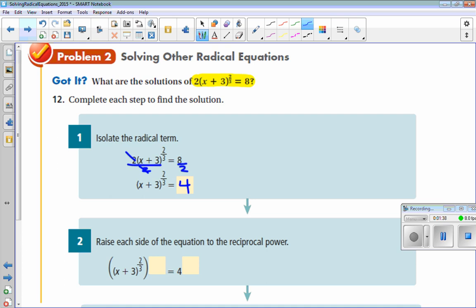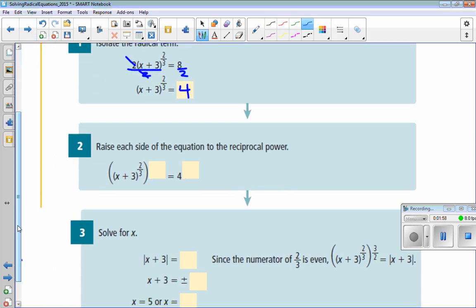At this point, is the radical, or what's in parentheses, by itself? Sure it is. There's nothing else being added to it or multiplied by it. I just have parentheses with an exponent, correct? It's the same thing as this. Remember? Do you agree with that? Remember, that's the radical part. This is written as a rational exponent. Either way.